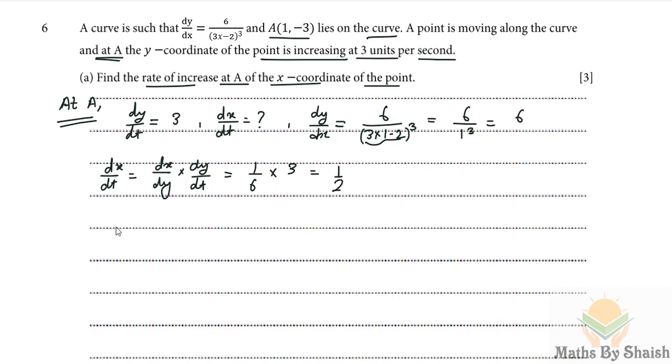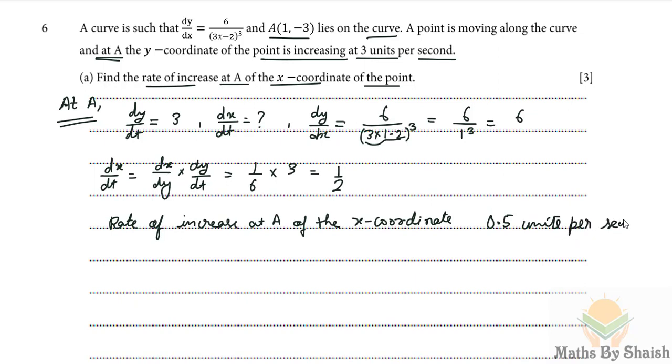So the rate of increase at A of the x coordinate is 0.5 units per second, or we can say half units per second. So that's it. Let's discuss the b part.